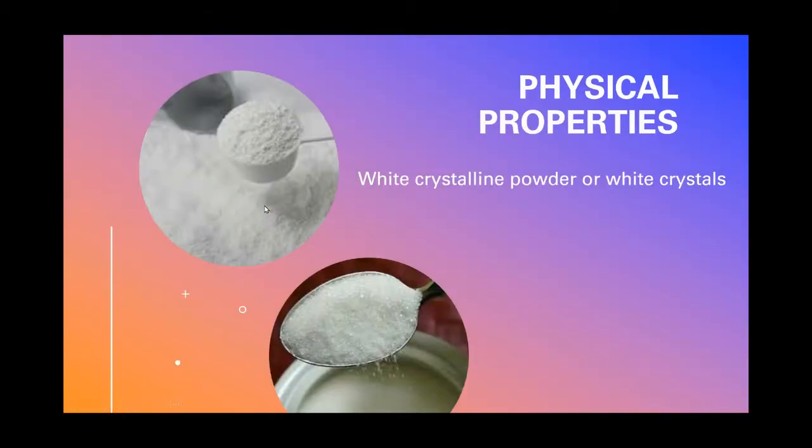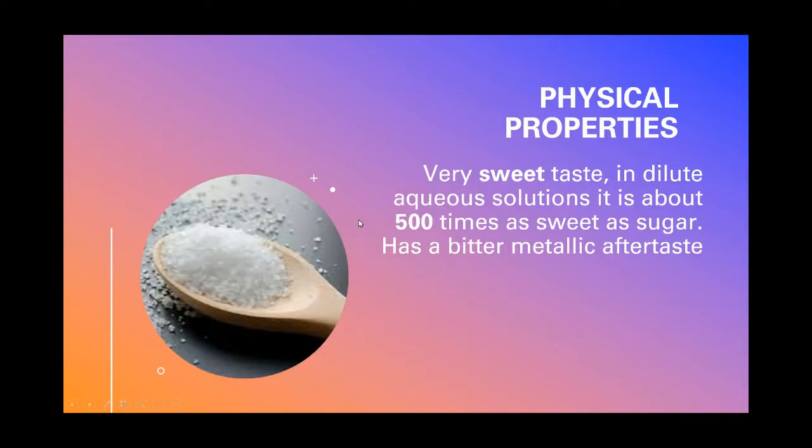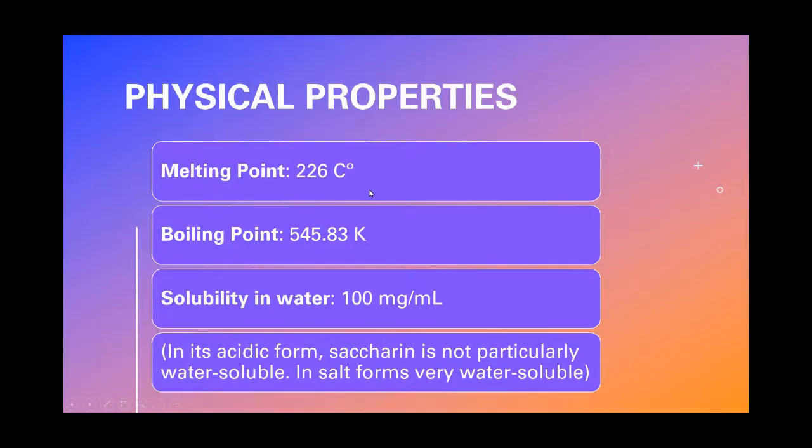It's a solid white crystalline powder or white crystals. It has a very sweet taste. In dilute aqueous solutions, it's about 500 times as sweet as sugar, and it has a bitter metallic aftertaste. Its melting point is 226 degrees Celsius, and its boiling point is 545.83 Kelvin. Its solubility in water is 100 milligrams per milliliter.